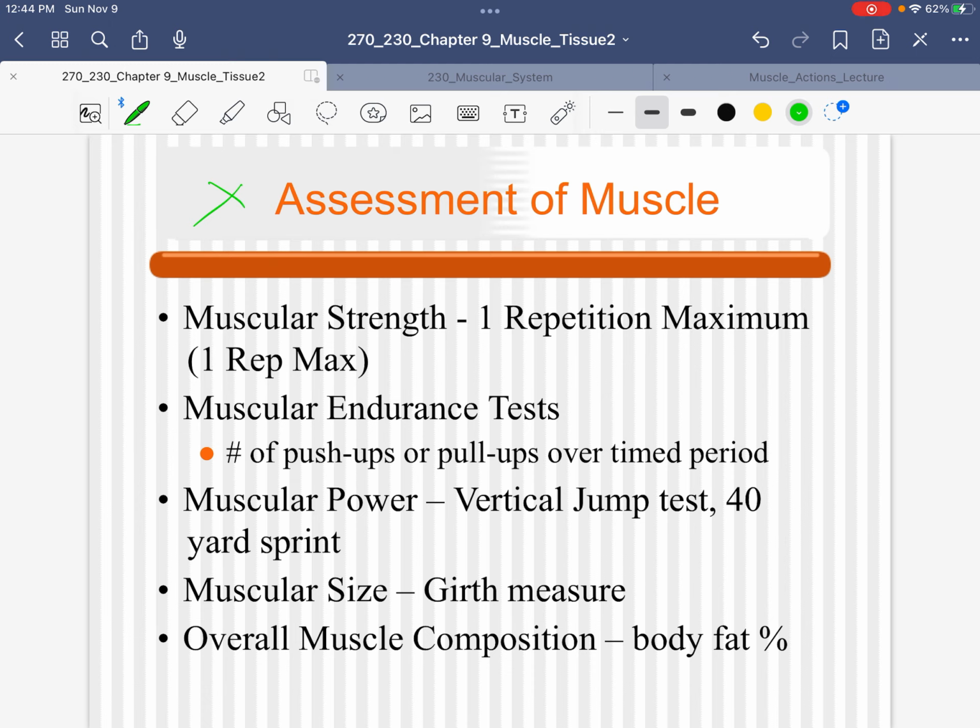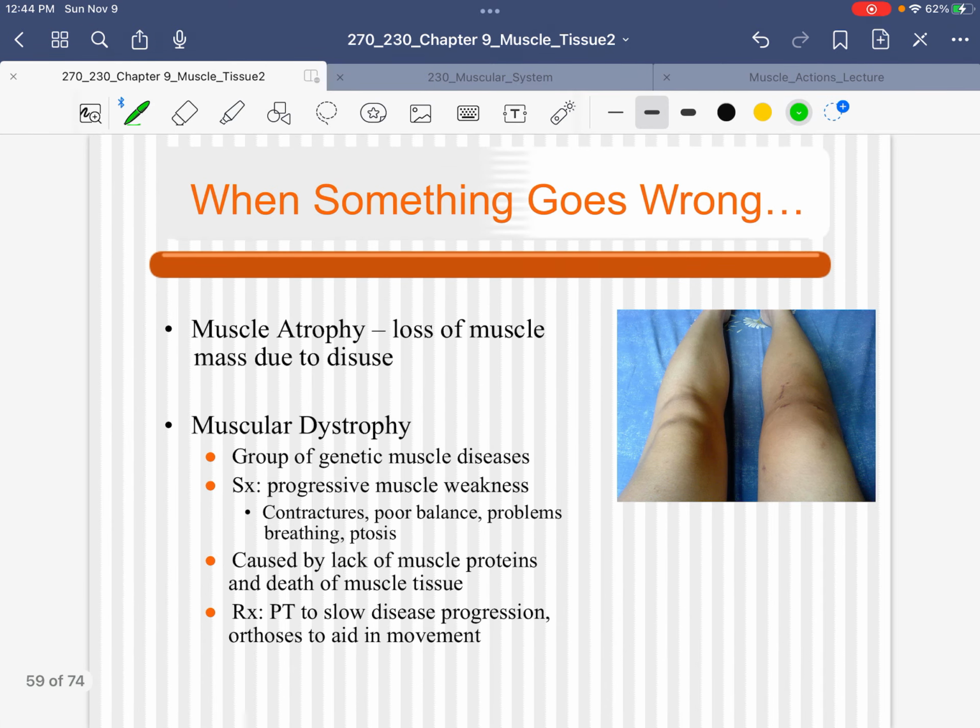We can do muscular endurance. That would be like the push-up test. So that would be measuring not just strength in one bout, but endurance over time, the push-up test. We can measure muscular power, like a counter movement, vertical jump. You can measure muscle size with the girth, just a tape measure. We can do body fat percentage. There's a bunch of ways to assess muscle.